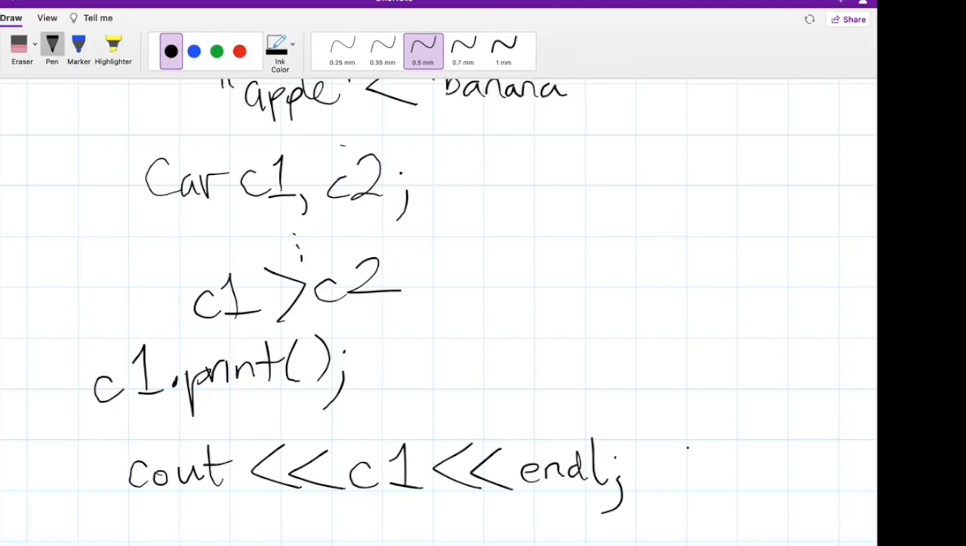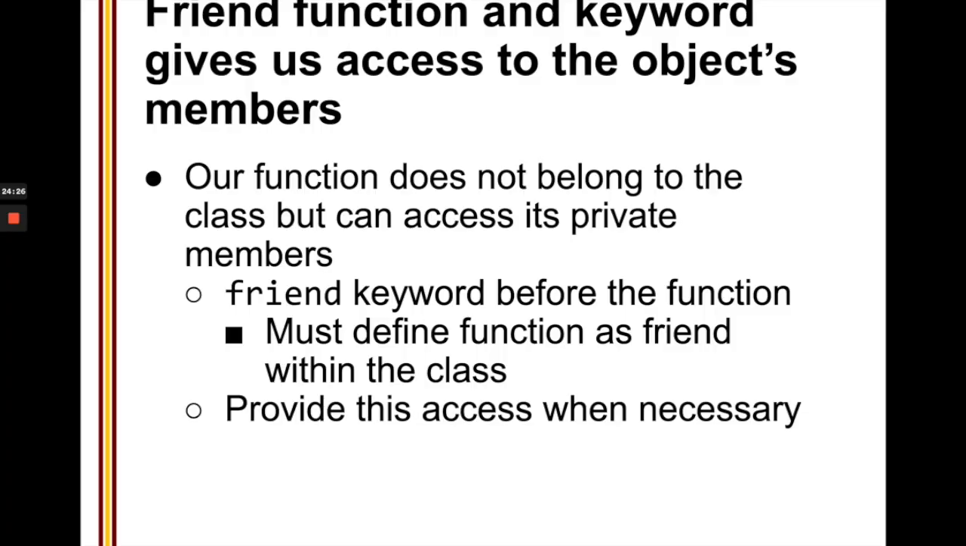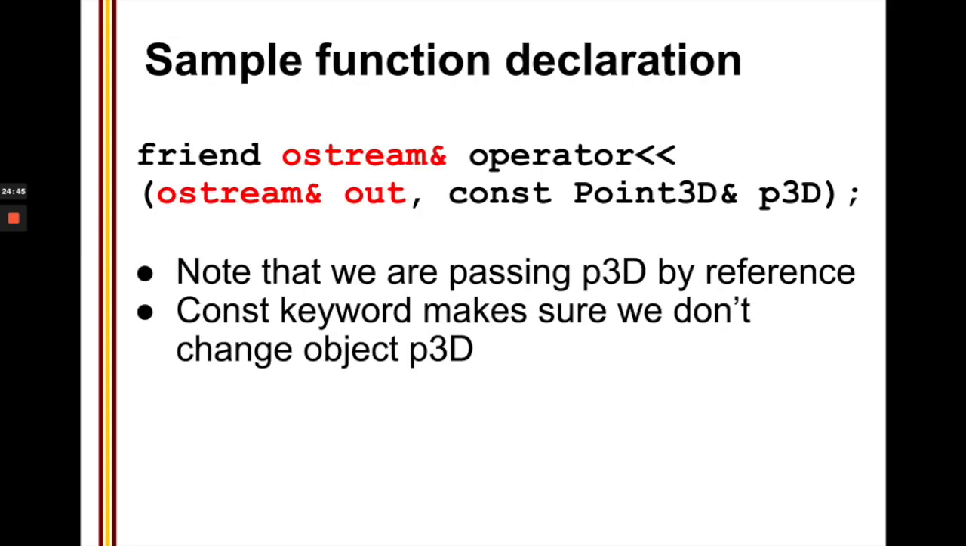So why don't we write that? We could write a program that does that. And the easiest way to overload the input and output operators is to use a friend function, which has access to all of the object's members, but it itself is not a member of the class. Here is the sample function declaration.